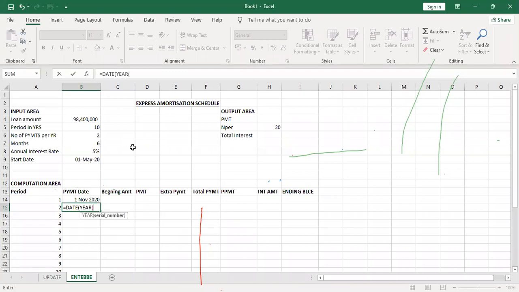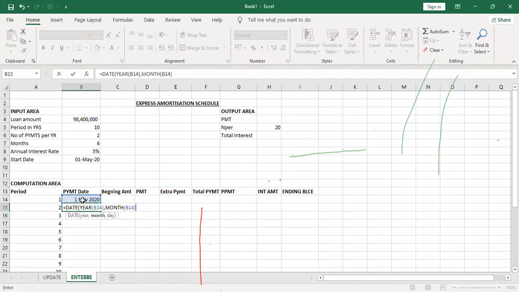Now, this time we are using the payment date for period one altogether. So click on the payment date for period one. Close the bracket, comma, month, comma, type month, open bracket, click on the payment date for period one. Close the bracket.